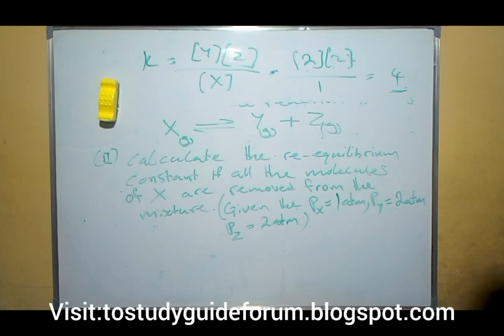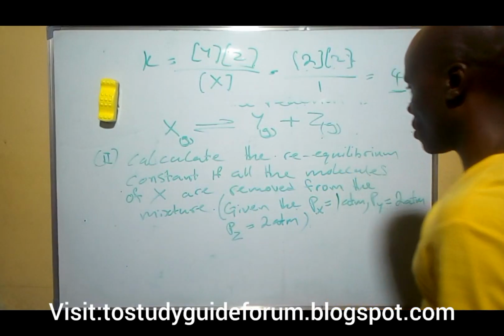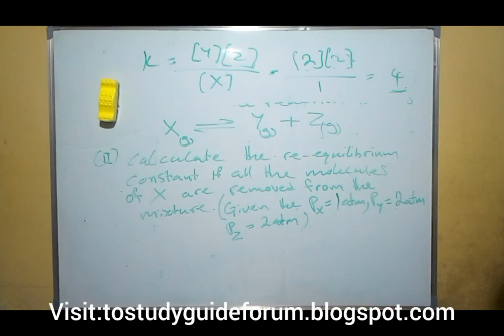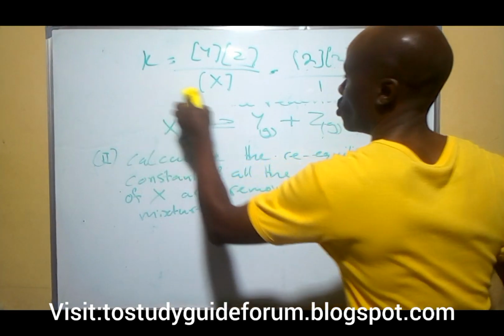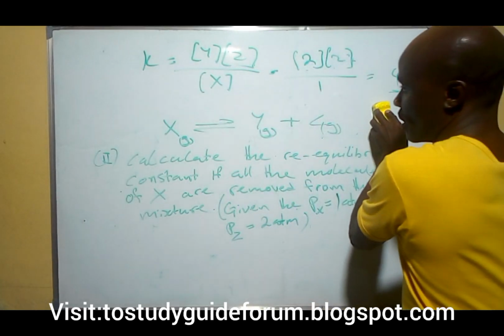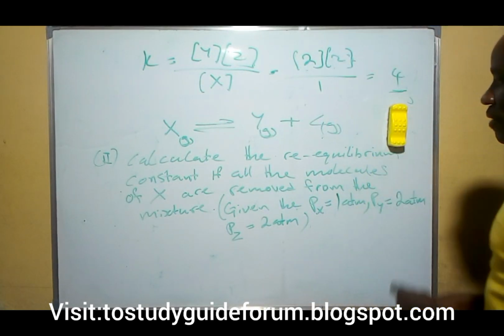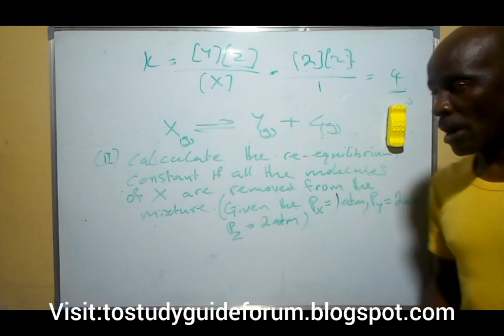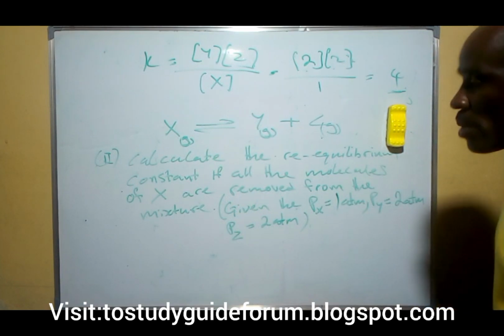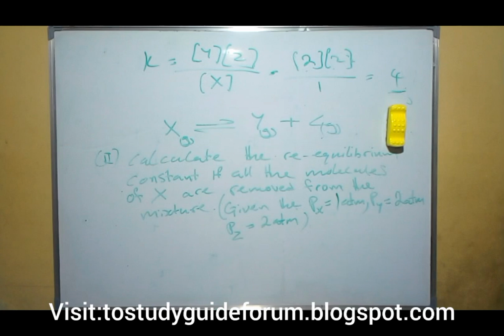The second question says we should calculate the equilibrium constant if all the molecules of x are removed from the mixture. If all the molecules of x are removed from the mixture, it's going to affect the equilibrium system. The equilibrium system will shift in such a way as to neutralize the effect of this removal. Next, we look at how we're going to solve the problem.